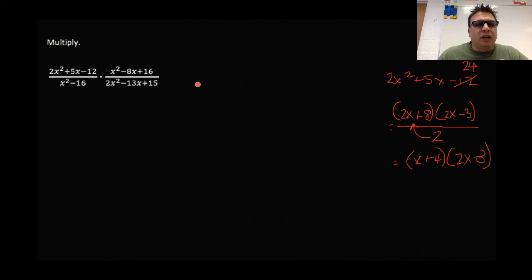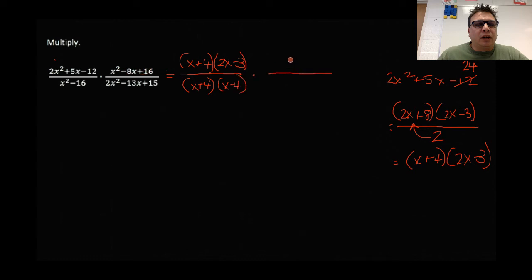Now, if you don't trust me on that one, you can go ahead and multiply it all out, and you'll know that that is exactly what you get. Okay, so I'm actually going to write right next to it. So I end up with x plus 4, and then we've got 2x minus 3 in the numerator. Looking at this denominator, this is another difference of squares, so I'm going to end up with x plus 4, x minus 4.